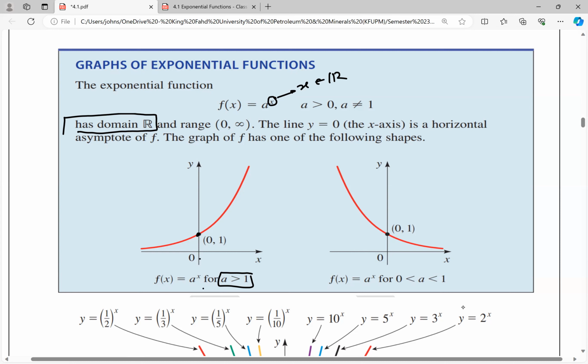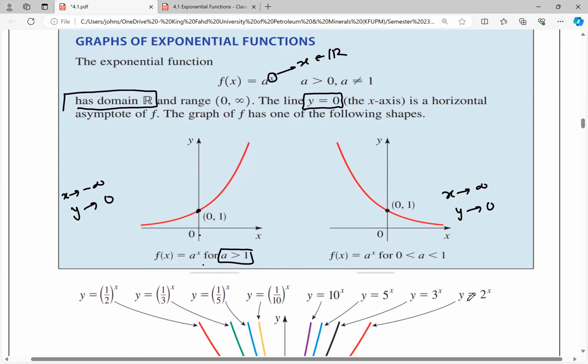And another thing we can see here is that an exponential function of this form has a horizontal asymptote of y equals 0. Because here you can see as x goes to minus infinity, y goes to 0. So it means that y equals 0 is a horizontal asymptote. Here we can see that as x goes to infinity, y is going to 0. So also we can conclude that y equals 0 is a horizontal asymptote.